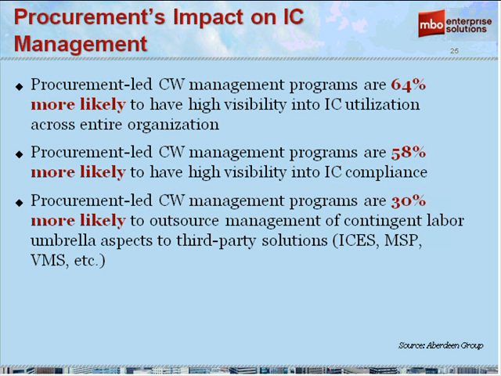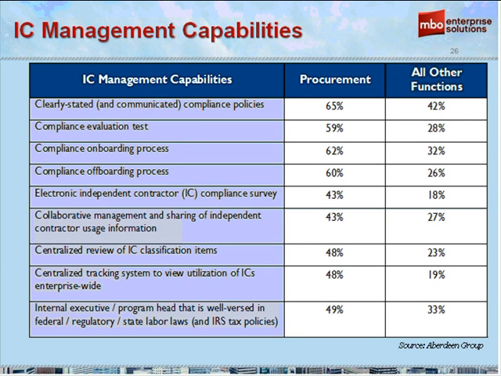Another interesting fact that's a little bit varied from the top two bullets is that procurement-led programs are 30% more likely to outsource management of contingent labor umbrella aspects to outside third-party solutions, whether it's a technology solution like a VMS or a more consultative program and solution like an ICES or an MSP. The bulk of my research really focuses on the fact that there is a lot of value to outsourcing, and companies that are using some of these outside solutions are able to gain visibility benefits, cost benefits, compliance benefits.